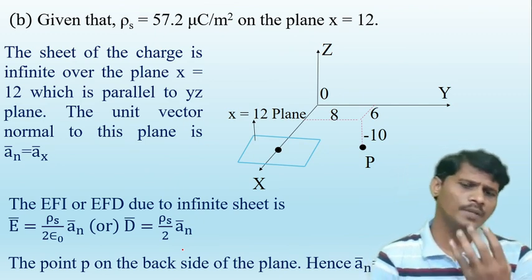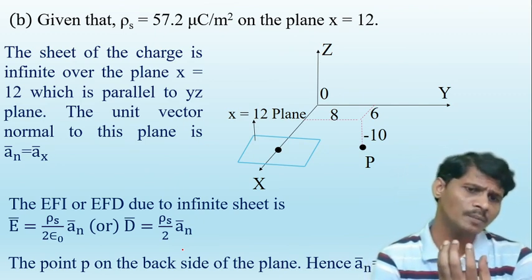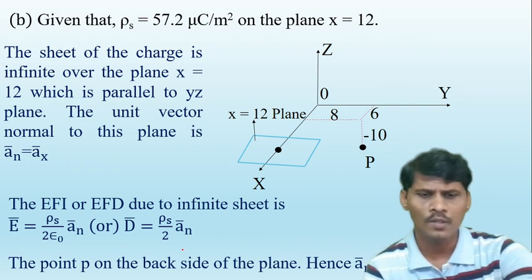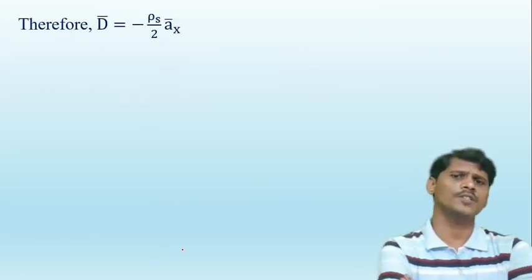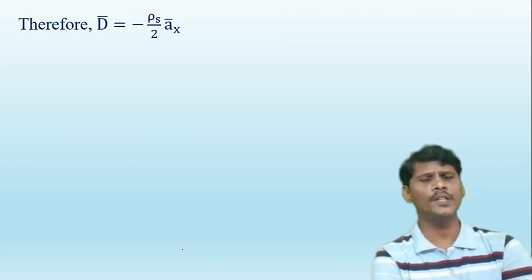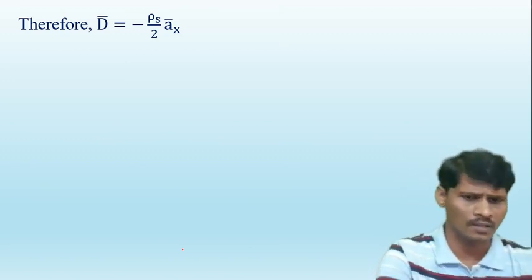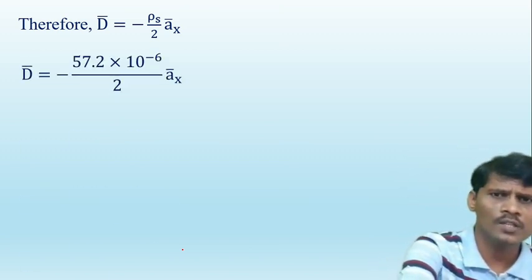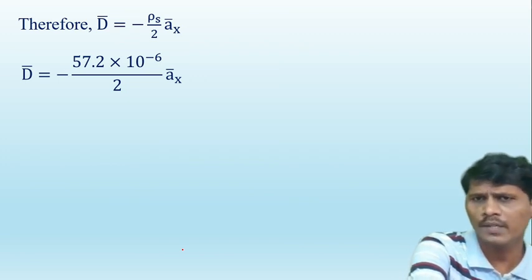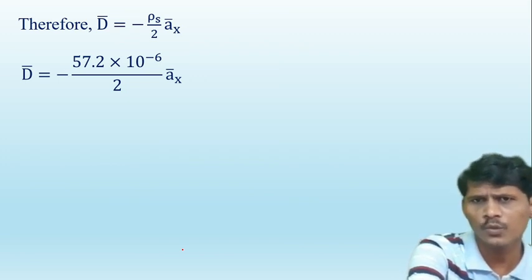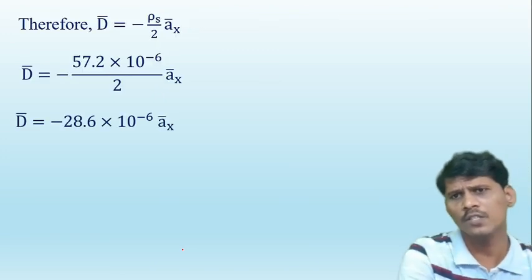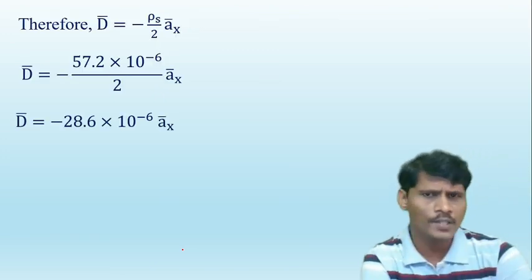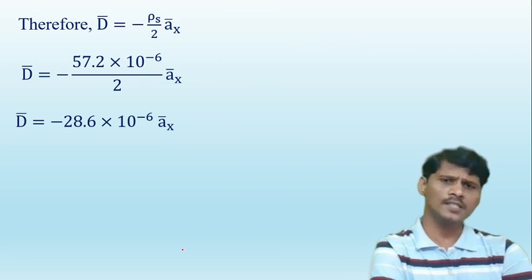Point P is on the back side of the plane, hence a n bar is equal to minus ax bar. Therefore, the electric flux density d bar is equal to rho s by 2 into a n bar, that is minus ax bar. Given that rho s is 57.2 microcoulombs per meter squared, substituting it here, we get the electric flux density d bar equal to minus 28.6 into 10 to the power of minus 6 ax bar.